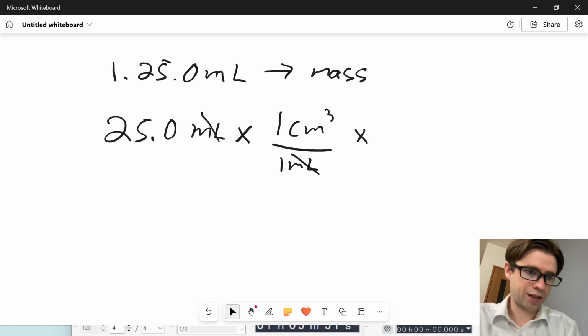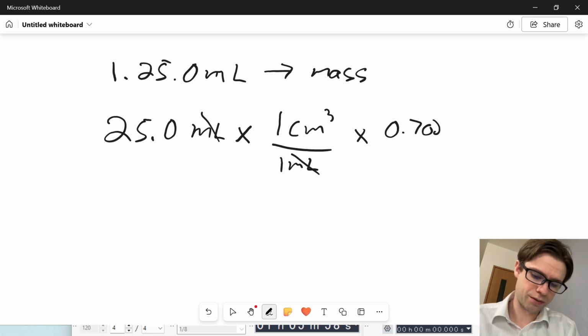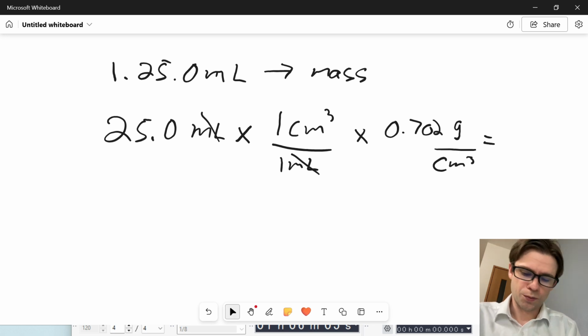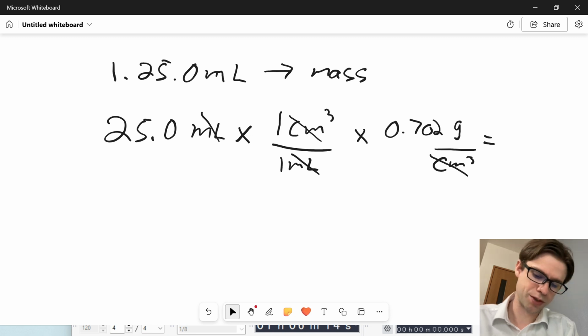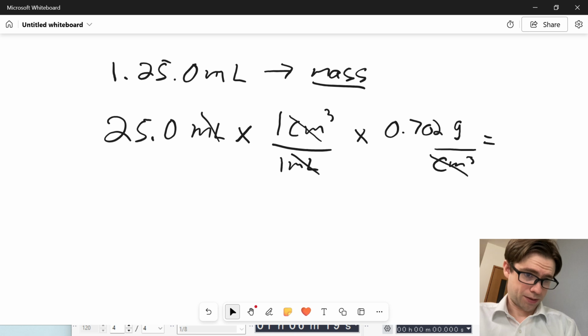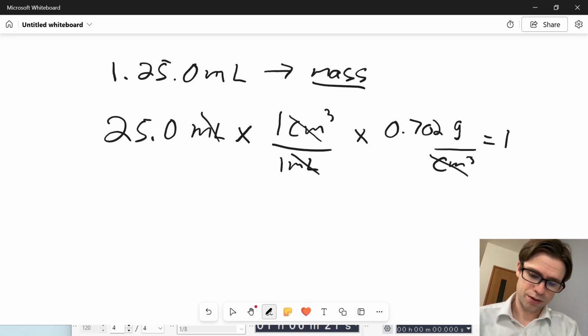So I'm going to add another conversion factor to this chain, and that is the density that was given in the question. That density was 0.702 gram per centimeter cubed. When I multiply by that conversion factor, my centimeter cubed will cancel out to 1, and I'll be left with units of grams, which is what I want, a mass unit. So this is what comes out to the answer, 17.6 grams.